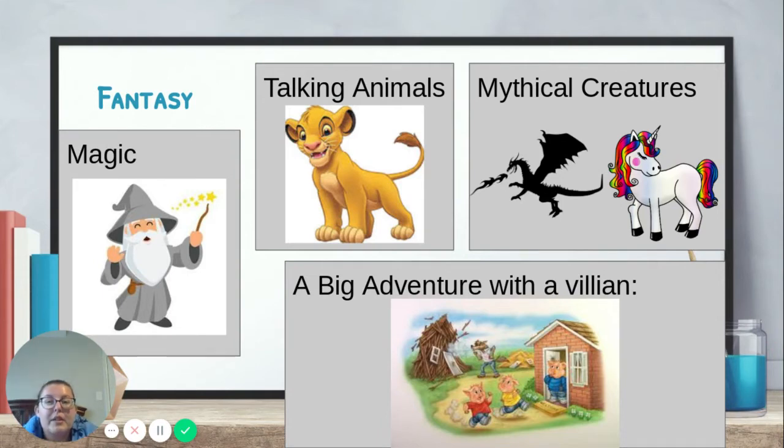And then you have mythical creatures. Those are like things like dragons and unicorns. Those things don't exist in real life, but you can have them in fairy tales and fantasies because it's just magic, you know? And then last but not least, you always have a big adventure with a really big villain. So I use down here the Three Little Pigs and the Big Bad Wolf, because the Big Bad Wolf is kind of like the big villain.